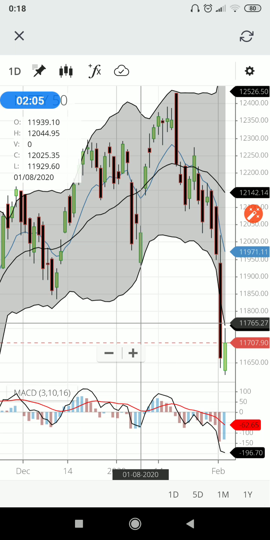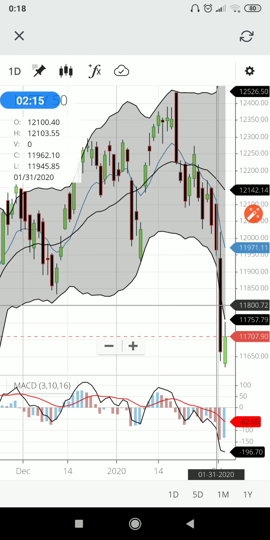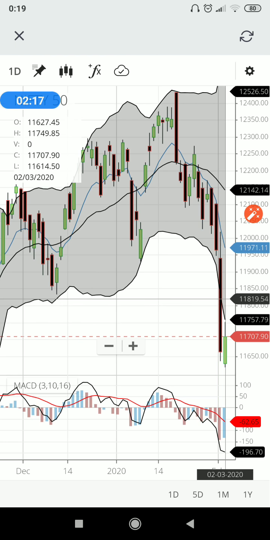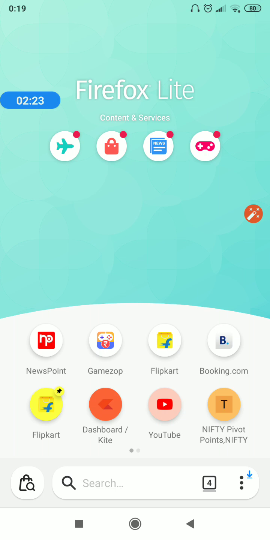However, this reversal is not a very strong reversal. Okay, this is just a minor reversal. For any kind of strong reversal, at least we should close above 50% of this black candle, which will be around 11,800 or so. Okay, now let's go and have a look at the option chain.